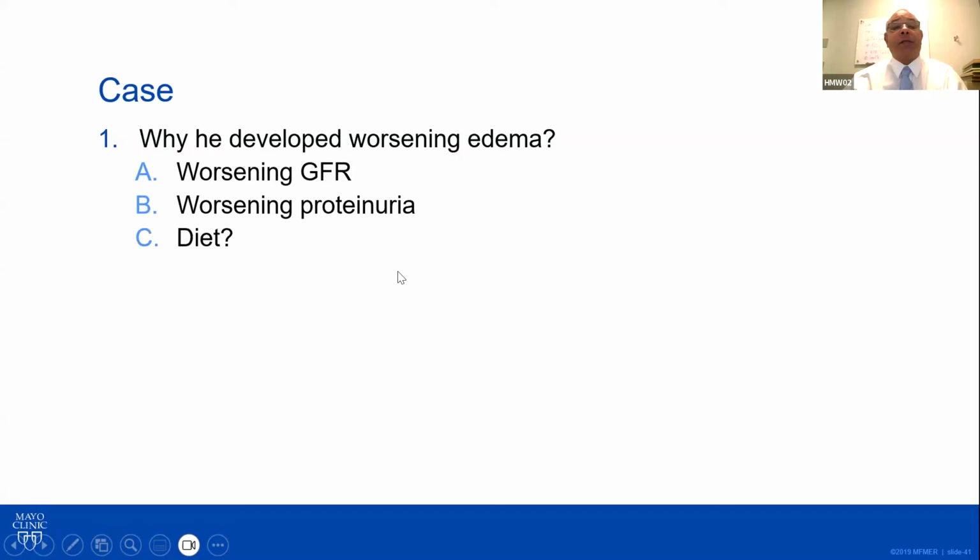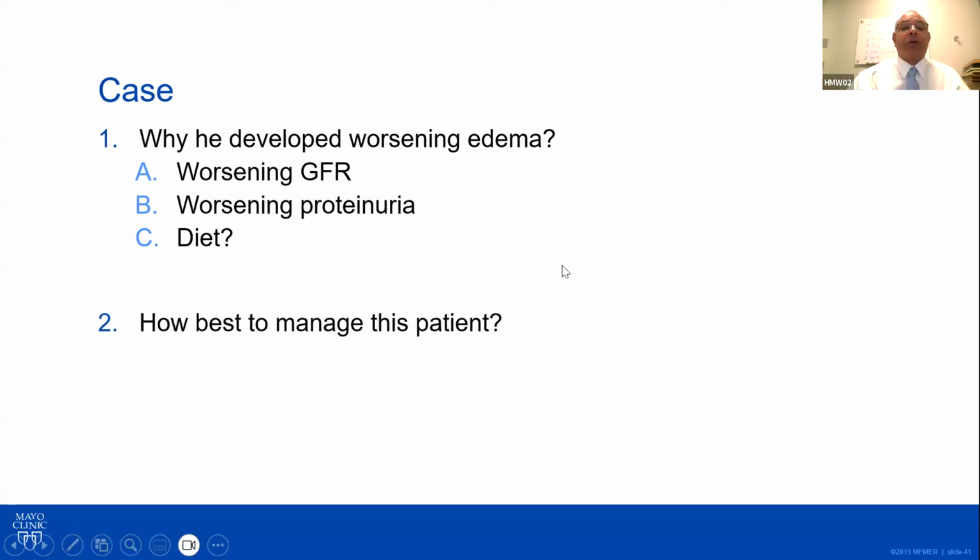And again, as we said, you can never exclude diet, because we eat, we don't typically know how much sodium we're taking. And again, with the worsening GFR, what you ate before of salt is not going to be handled with the current GFR today. So you need to cut the salt intake further. So that's good. So how best to manage this patient?